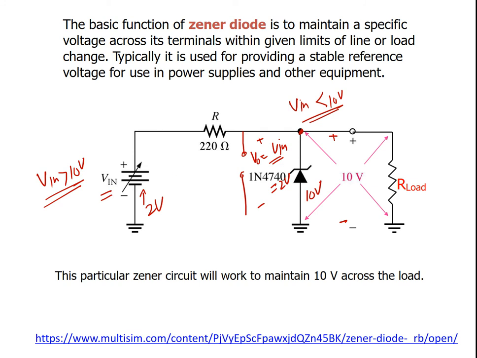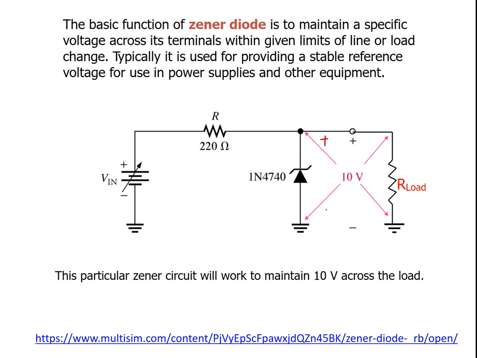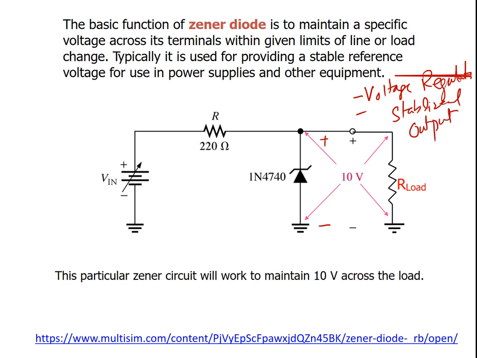Basically, this is a very common application of the diode, that you get a stable 10 volt here. So we use Zener diodes for various applications such as voltage regulation, and for a stabilized output if you want to supply to your load.